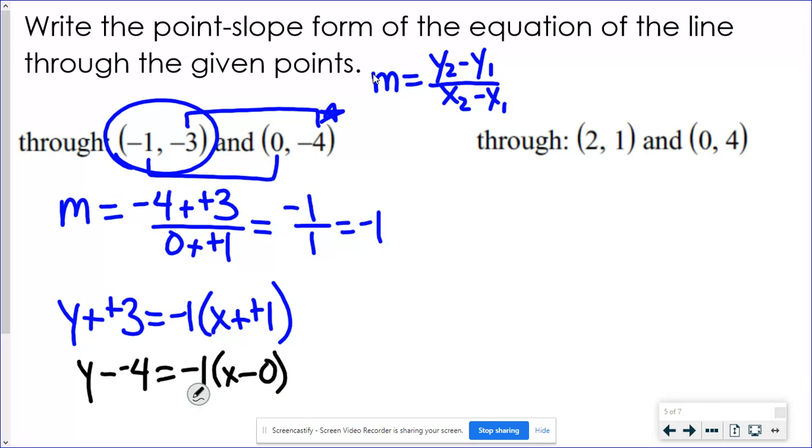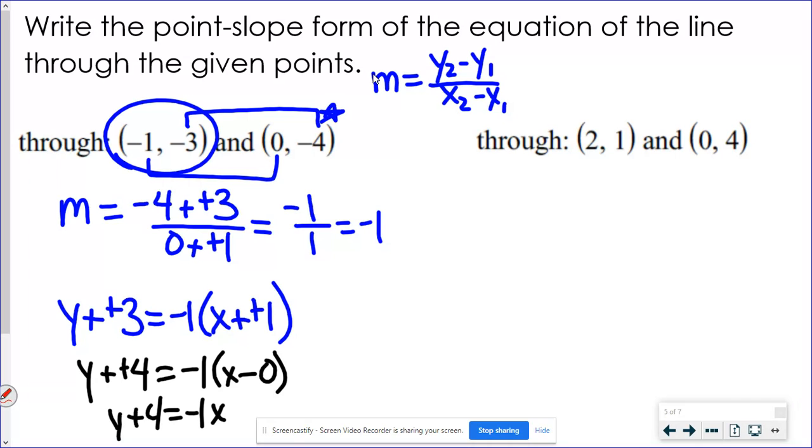Now in this case, when I have a 0 in the parentheses, x minus 0 is just x. So really, I don't even need to keep that x minus 0 in parentheses. I could just say, we'll do a keep, change here, y plus 4 equals -1 times x. And that one would be fine that way as well. But again, you don't need both. Pick one of those two.